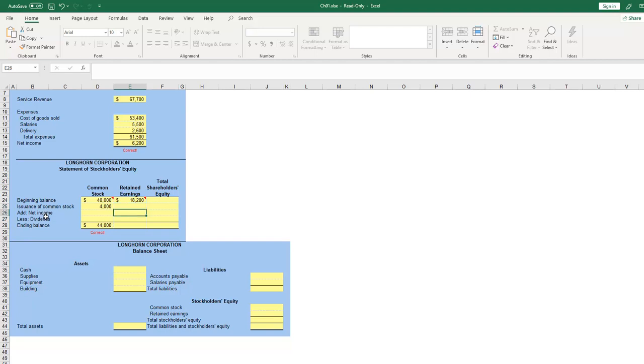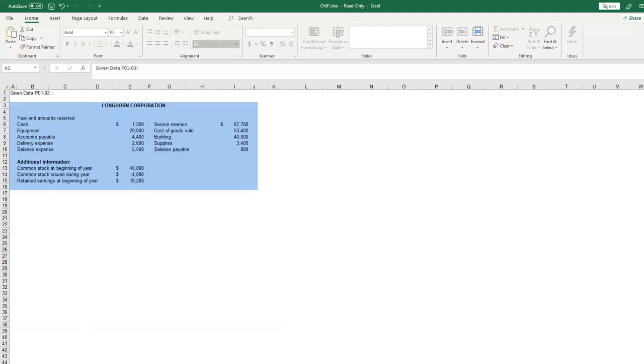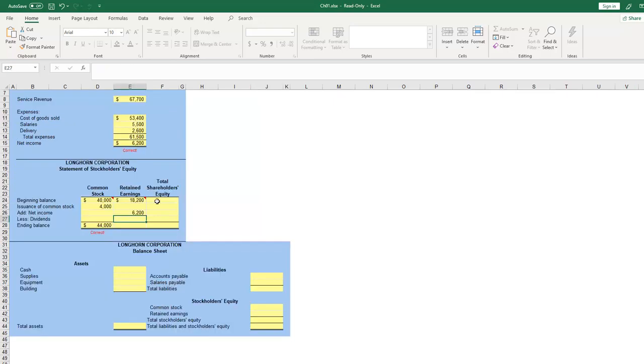Net income. Where are we going to get that? Right, we're going to get it from up here. So we're going to drop that number in. Less dividends. Okay. We are not given any information that we had dividends. So we are not going to fill that in. But if you do have a problem that gives you dividends, that would go in that blank. All right, so what we have here, if we add these up, so take a look on your own calculator, but we're going to have $24,400.